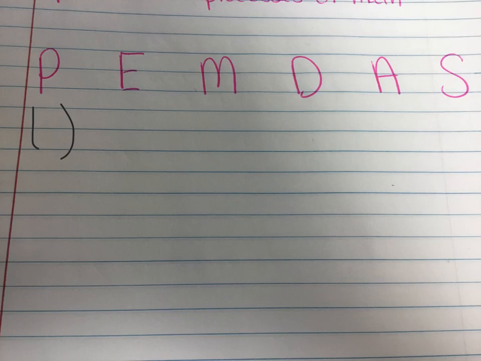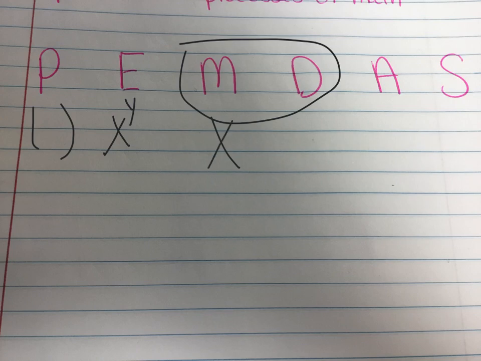Our P stands for parentheses. Our E stands for exponents. Our M and our D are a package deal, that's multiplying and dividing. And then our A stands for addition, and S stands for subtraction. These are a package deal as well.